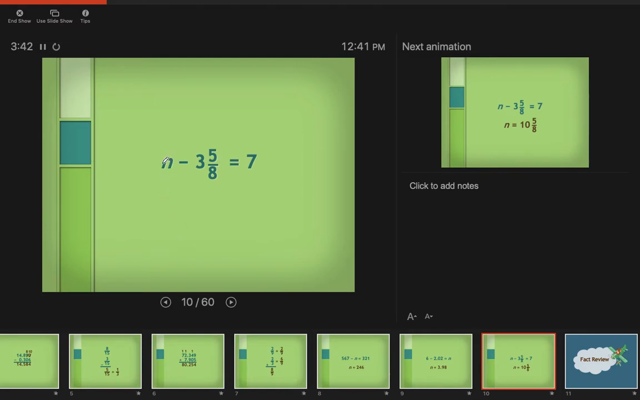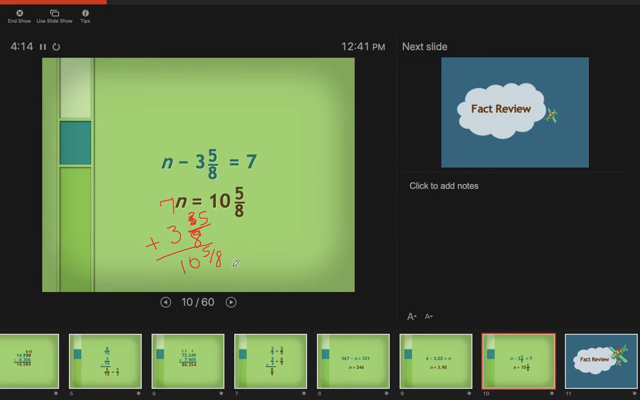Now I've got a number minus a mixed number is equal to 7. Well, how can I find that number? If I'm subtracting here, then if I add 7 to 3 and 5/8, I did that all wrong. This should be a 5. Trying to get the hang of this, bear with me here. If I add 7 to 3 and 5/8, I will get 10 and 5/8. And if I subtract 10 and 5/8 minus 3 and 5/8, I should get 7, and there we go. We got the correct answer.